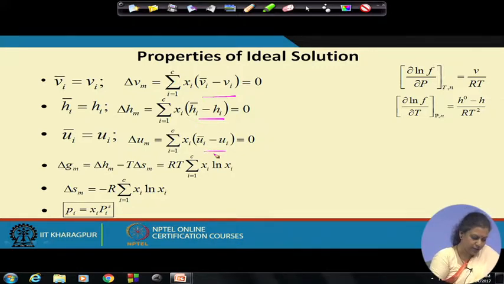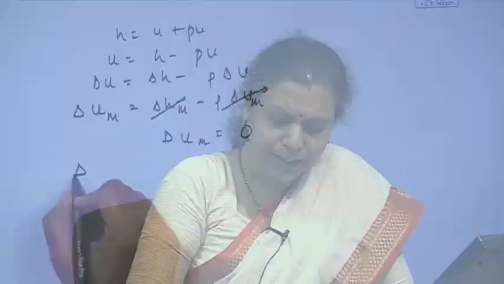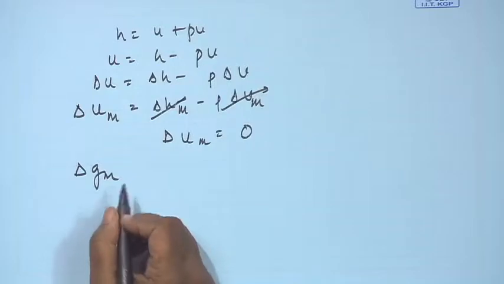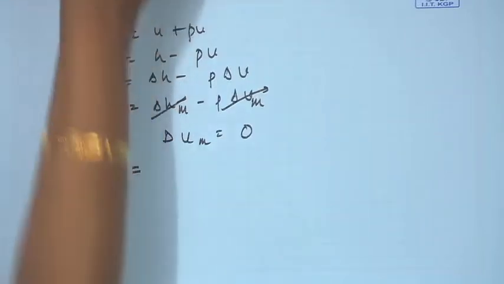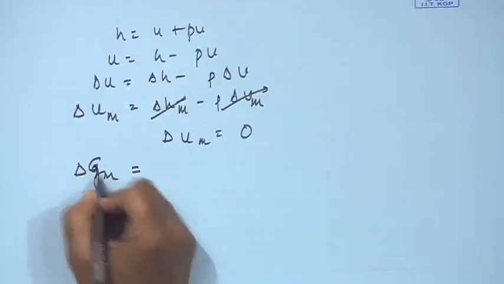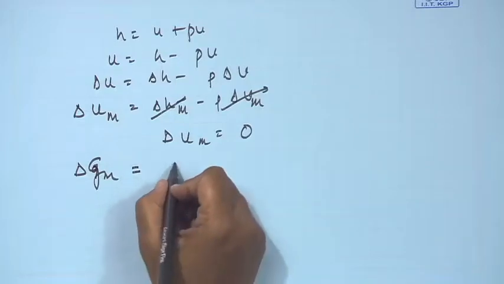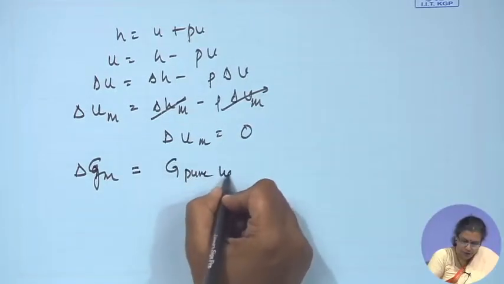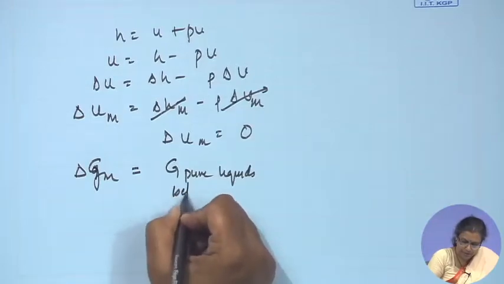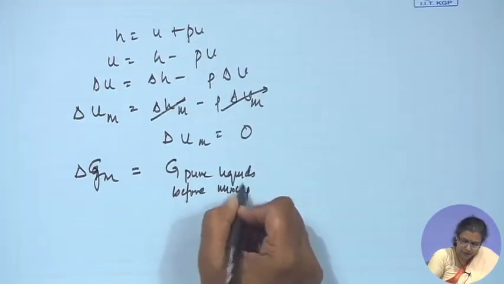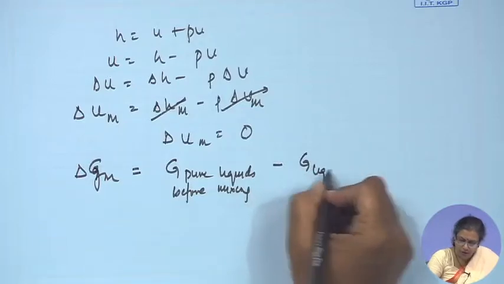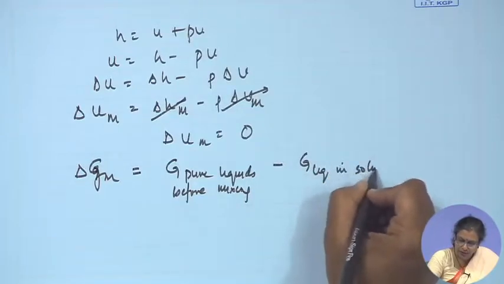What about the Gibbs free energy change of mixing? Does that also disappear, or is there some Gibbs free energy change of mixing when the two components are mixing, even when they form an ideal solution? Let us see what delta Gm equals. This delta Gm, suppose I take the capital Gm, will be equal to G of pure liquids before mixing minus G of liquids in solution, right.